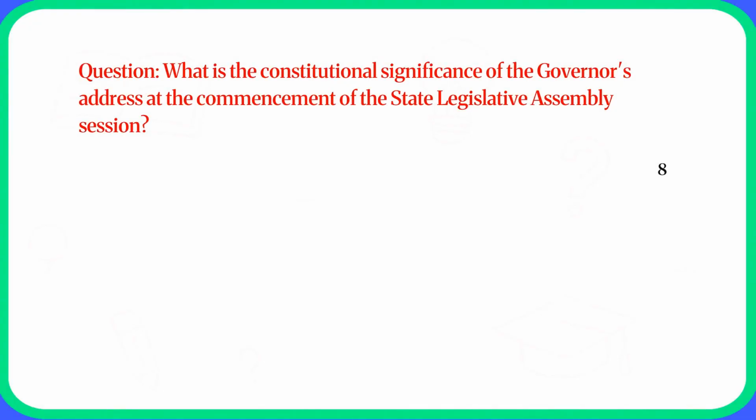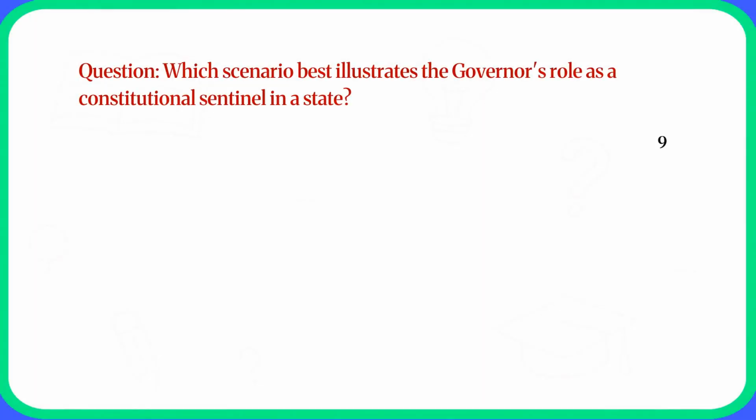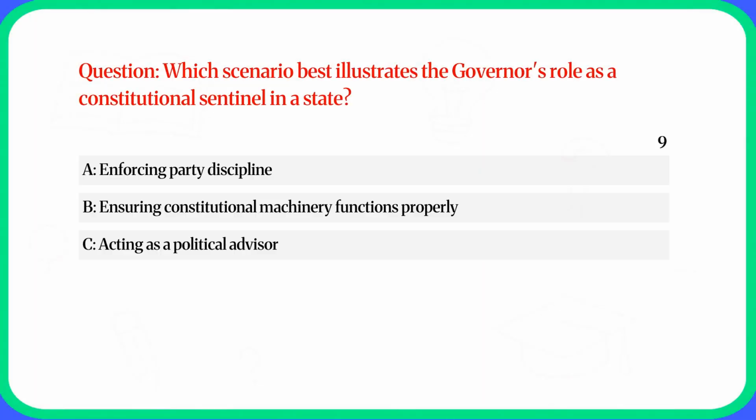Question: what is the constitutional significance of the governor's address at the commencement of the state legislative assembly session? Answer: C. to inform the assembly of the state government's policies. Question: which scenario best illustrates the governor's role as a constitutional sentinel in a state? Answer: B. ensuring constitutional machinery functions properly.